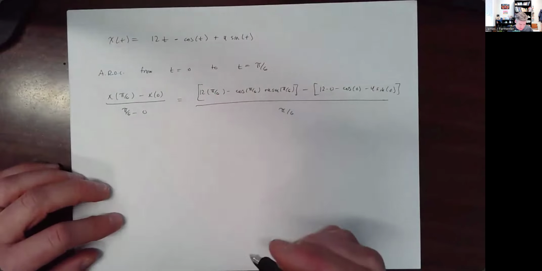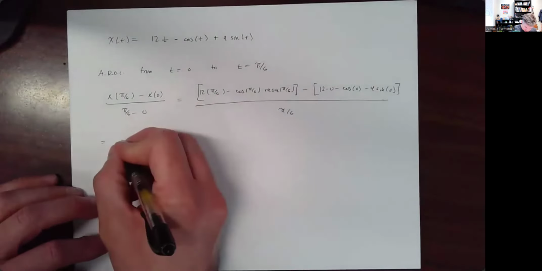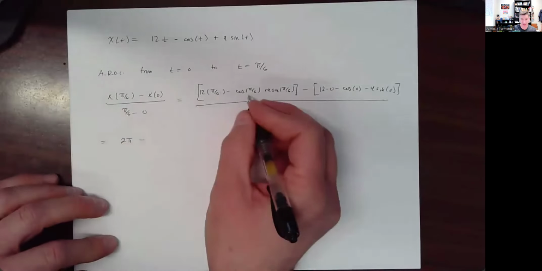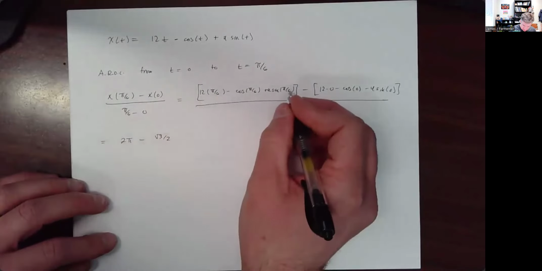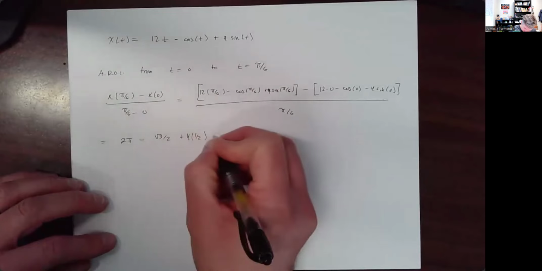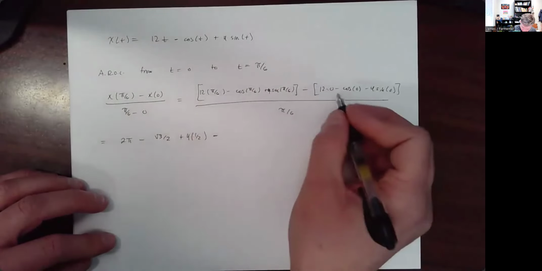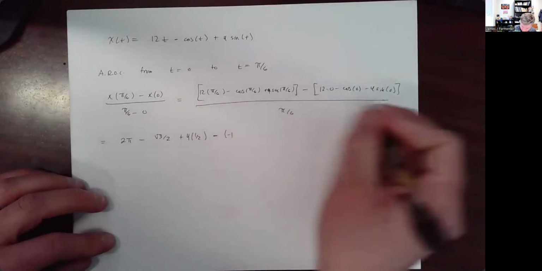So he said for full credit, you shouldn't have any trig functions in your answer. So I would do one more thing. 12 times pi over 6 is 2 pi. Cosine of pi over 6 is root 3 over 2. Sine of pi over 6 is 1/2. 4 times 1/2 is 2. Minus 0 minus cosine of 0, which is 1, minus 1. I mean, sine of 0 is 0.